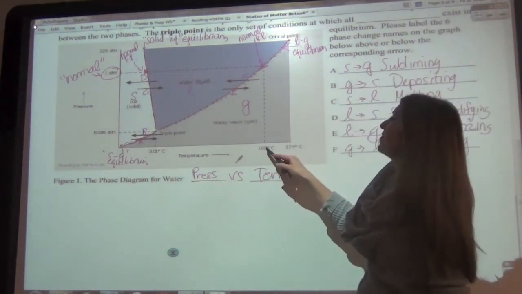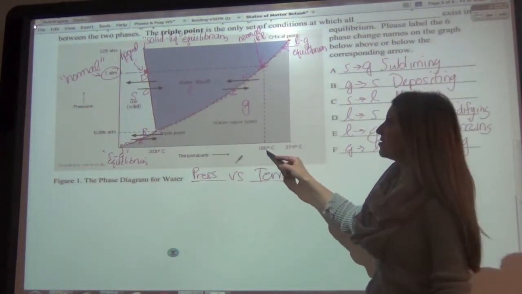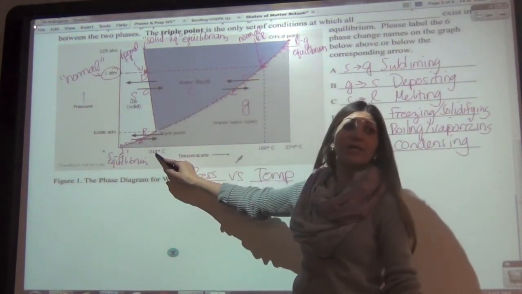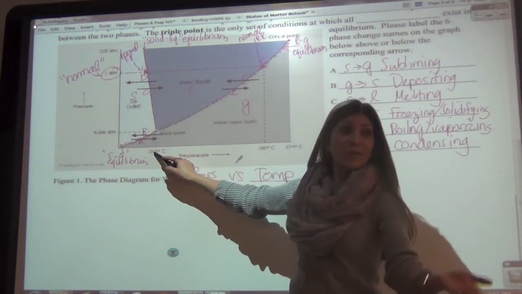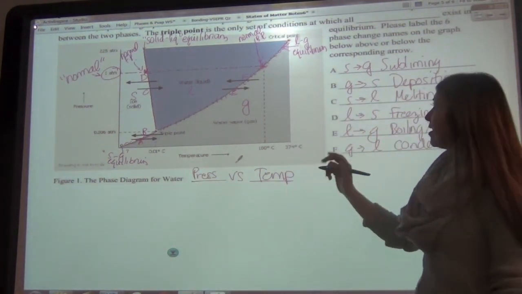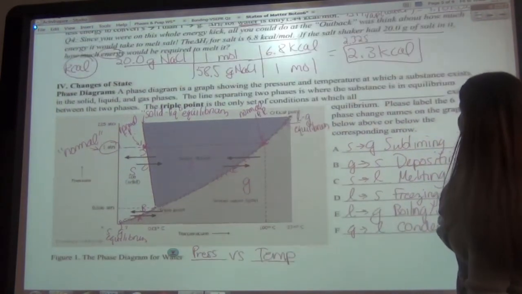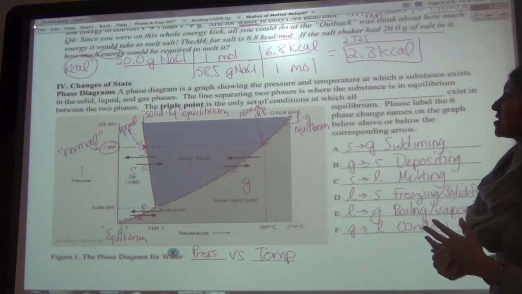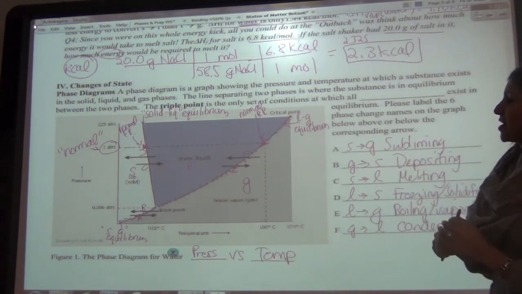And so you could figure, well, normal would be 100 degrees Celsius for water's boiling point. And water's normal freezing point is what? 0. Perfect. It's 0 degrees Celsius. Okay, last thing is, well, actually, it'll say in the blanks here. So the line separating two phases where the substance is in equilibrium between the two phases, we talked about that.